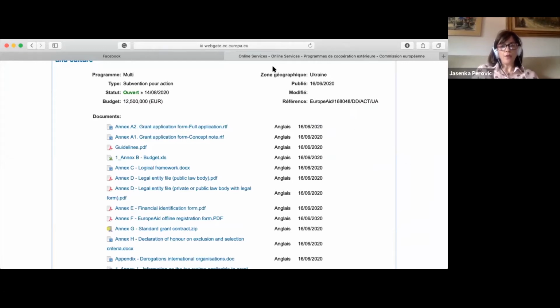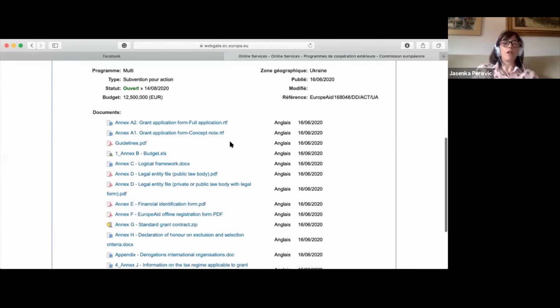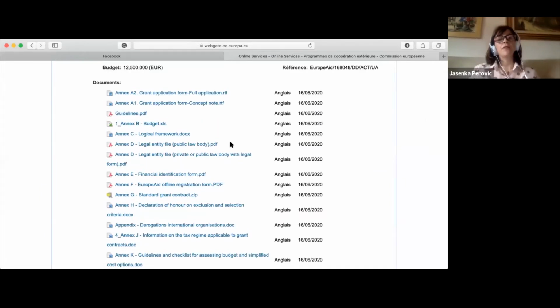So what you are able to see here is the full application, which gives you the overview of all annexes that come with the guidelines for applicants. Okay, so most probably all of them will be of interest for you, but for the moment and for today's discussions, we will be referring to the grant application form, which is the concept note, and the Annex A1. This is really the concept note, and this is something that you will have to fill in and submit as a concept note. And I would also refer you to the elements of the logical framework, which you don't need to submit with this concept note.